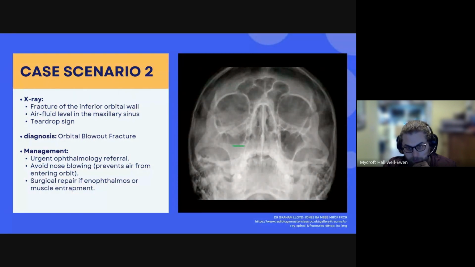There's a bit of blood in the maxillary sinus, and a little bit of a teardrop where the muscle's coming through. Right. Yeah. And we suspect this muscle entrapment because we have a teardrop and we have restricted eye movement. Yep. Good. Any questions on that one?